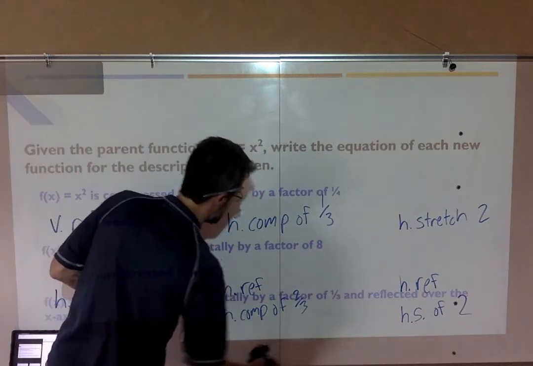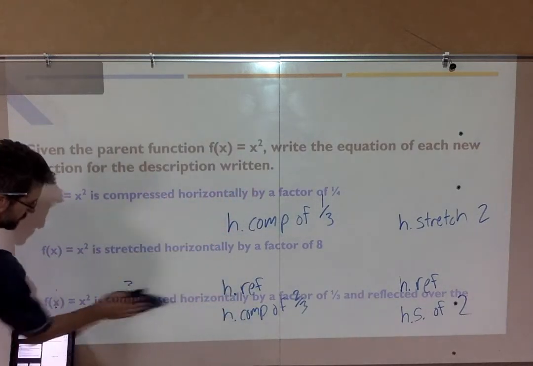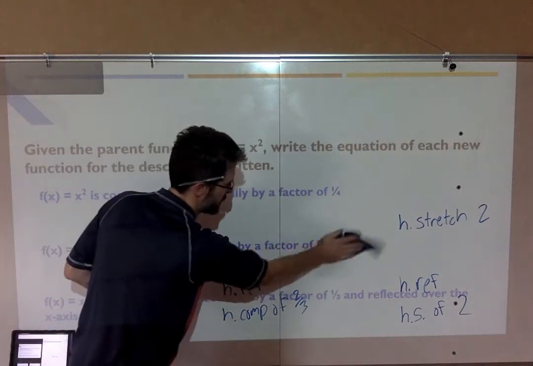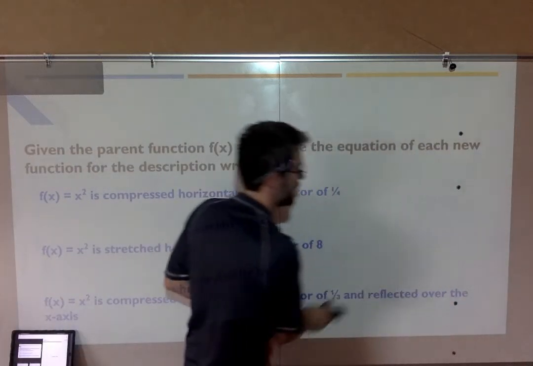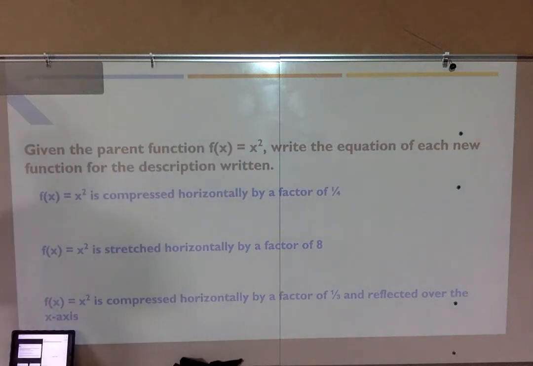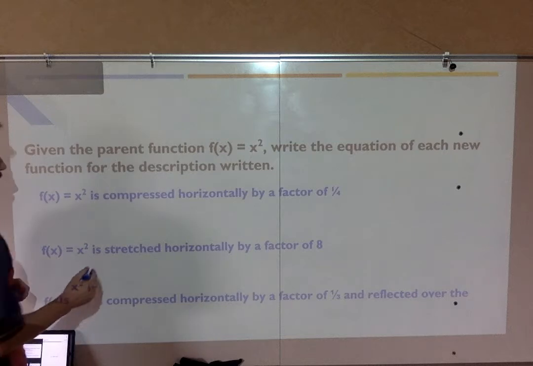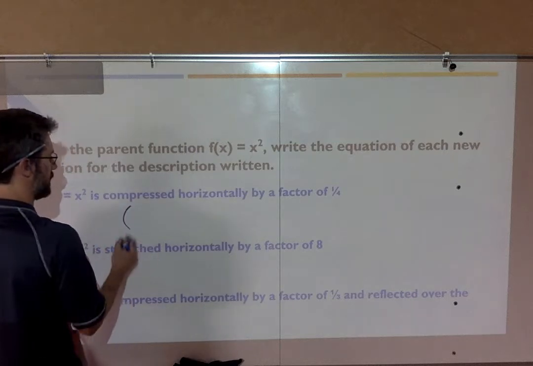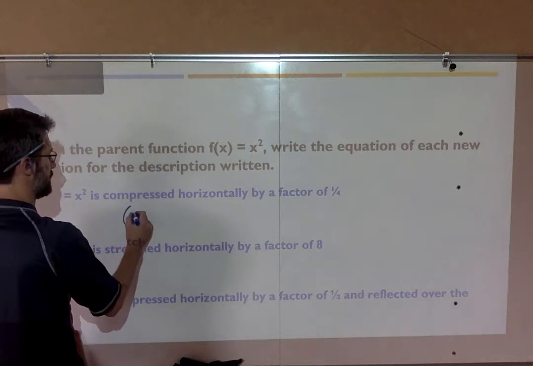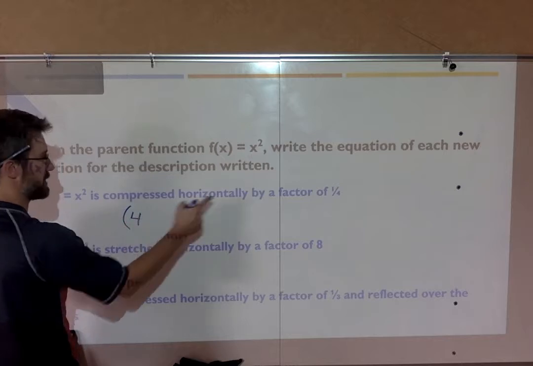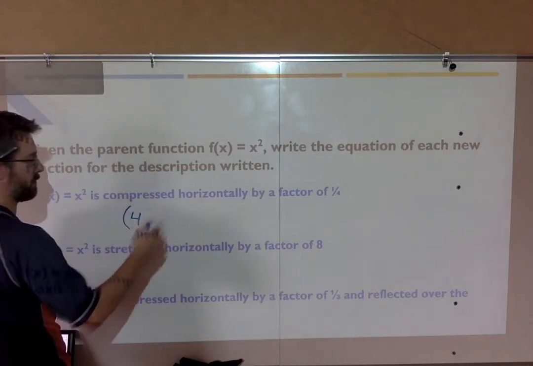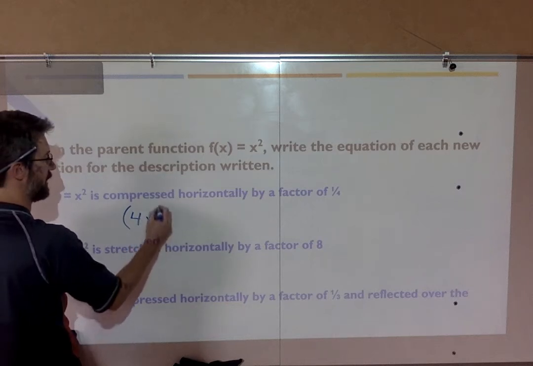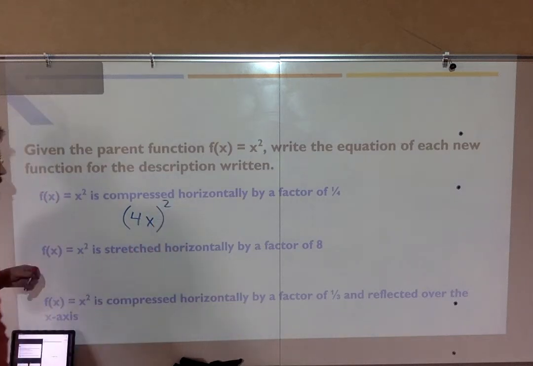All right, so now going the other direction, starting with the verbal description and rewriting the equation. Taking x squared, we want to compress it horizontally by a factor of 1/4. That is going to mean that we have to multiply by the reciprocal on the inside. So we're flipping that 1/4 to a 4/1. So 4x in parentheses and the squared on the outside.